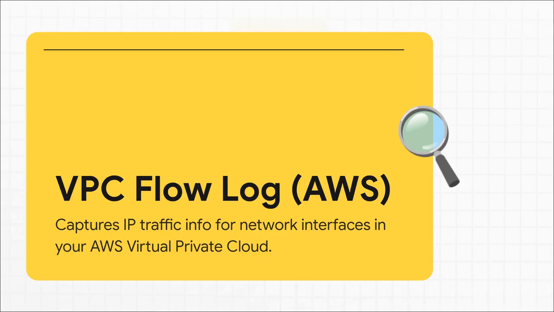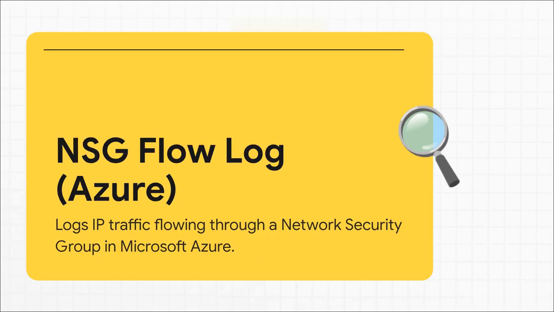Basically, it tells you who's talking to whom, on what port, and whether that connection was allowed or flat out denied. Then you pop over to the Microsoft world, and you've got Azure's NSG Flow Logs. It's a very similar idea, but of course, it has a different implementation. These logs track traffic flowing through a network security group. Same goal, just a different source and a different format.